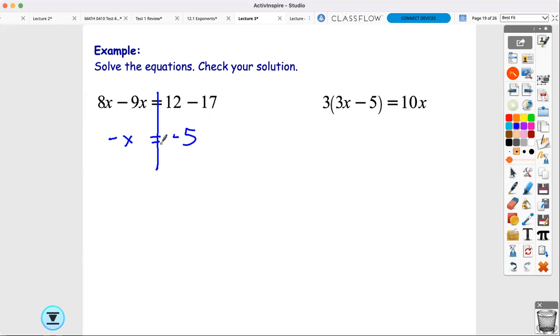Now remember, our goal is to have x by itself, but right now it has a negative in front of it. What number is invisible there that we do not see? Negative 1. So we're going to divide both sides by a negative 1. So we get x equals negative 5 divided by negative 1, which is a positive 5. And we are done.